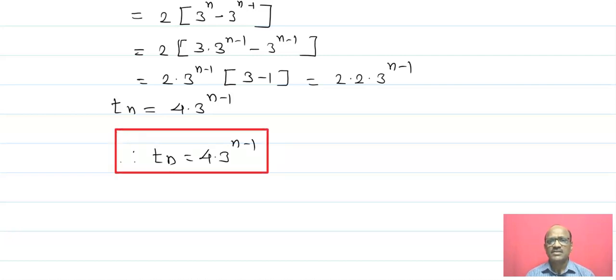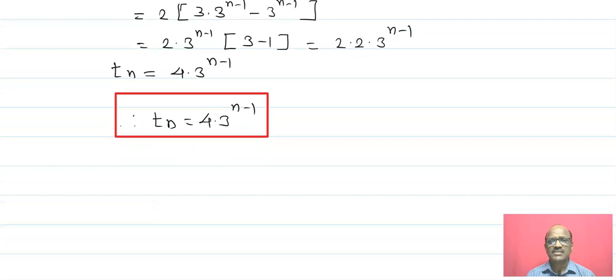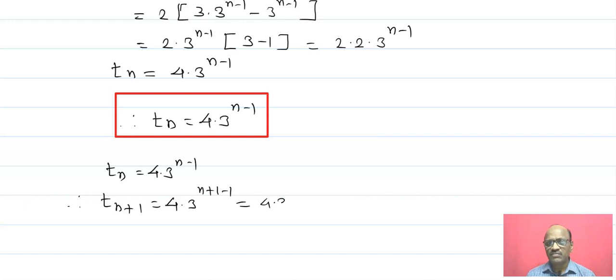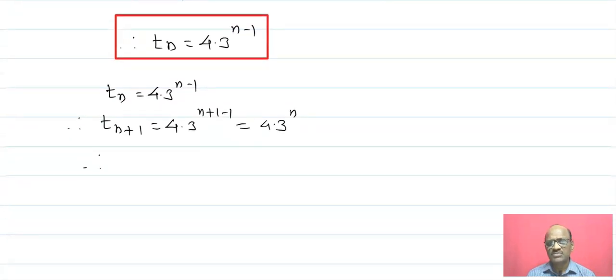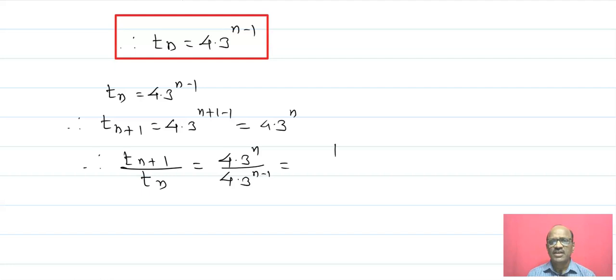Next is Tn plus 1, that is n is replaced by n plus 1, that is 4 into 3 raised to n plus 1 minus 1, which is equal to 4 into 3 raised to n. Therefore Tn plus 1 upon Tn is equal to 4 into 3 raised to n upon 4 into 3 raised to n minus 1. Now 4 gets cancelled.